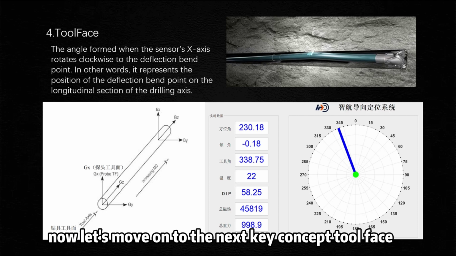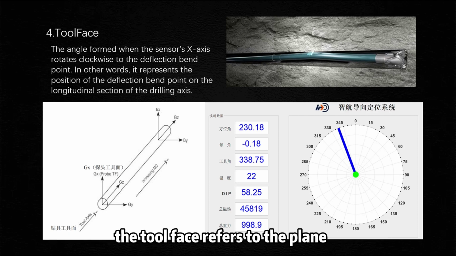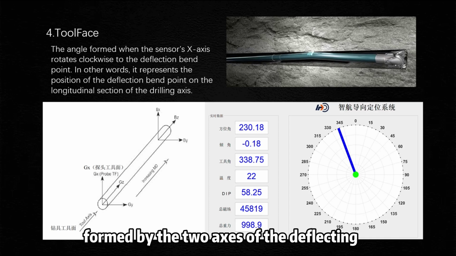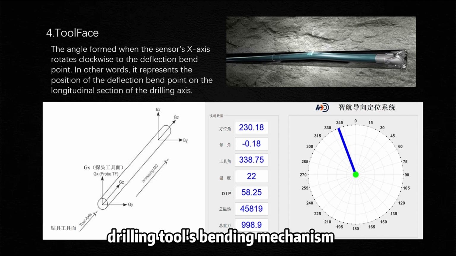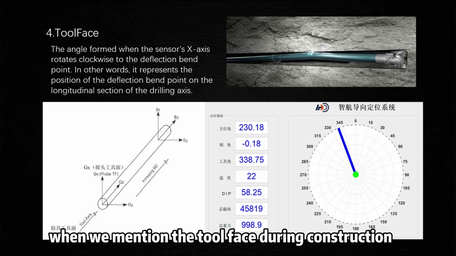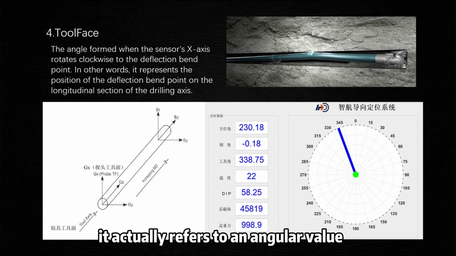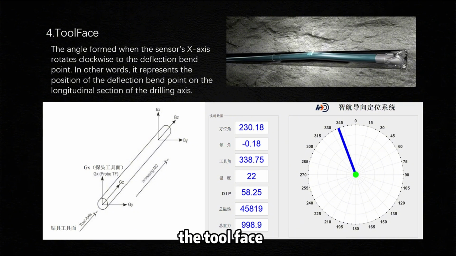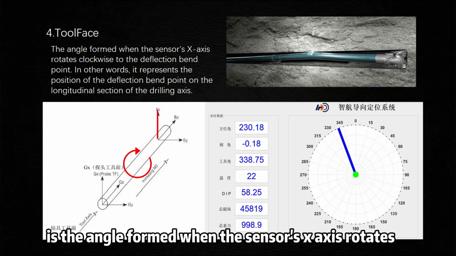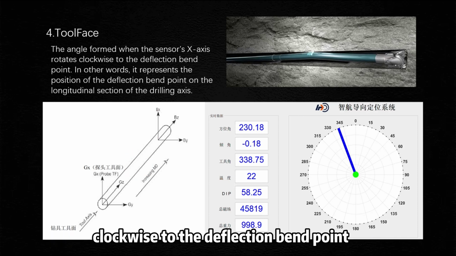Now let's move on to the next key concept, tool face. The tool face refers to the plane formed by the 2 axes of the deflecting drilling tool's bending mechanism. However, when we mention the tool face during construction, it actually refers to an angular value. As shown in the figure, the tool face in construction is the angle formed when the sensor's x-axis rotates clockwise to the deflection bend point.